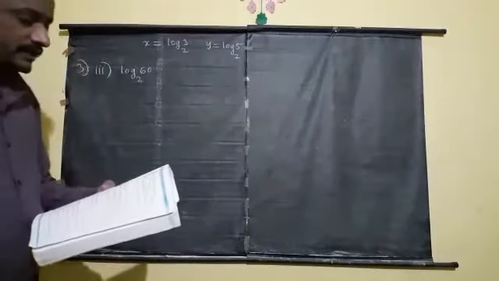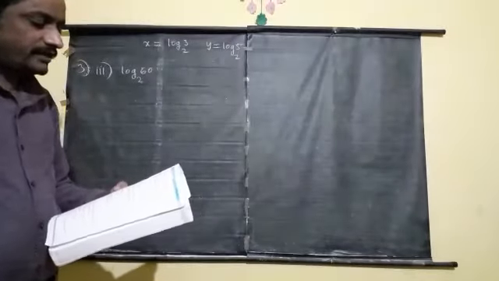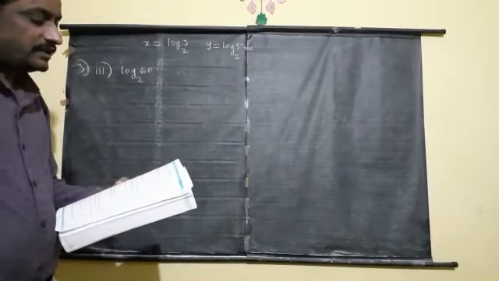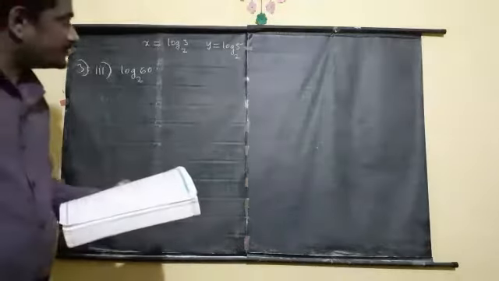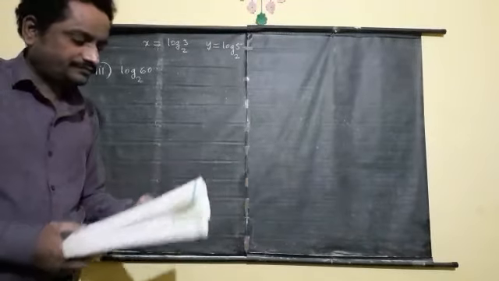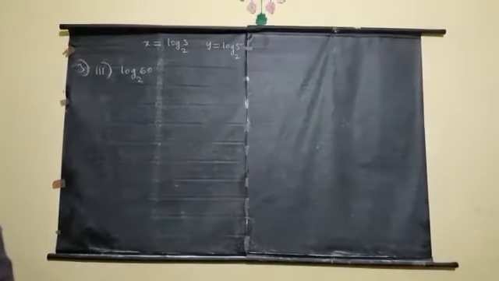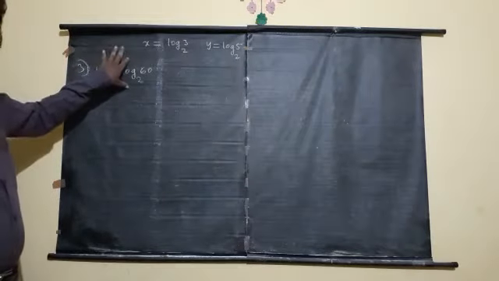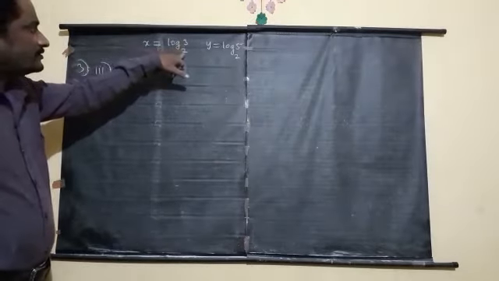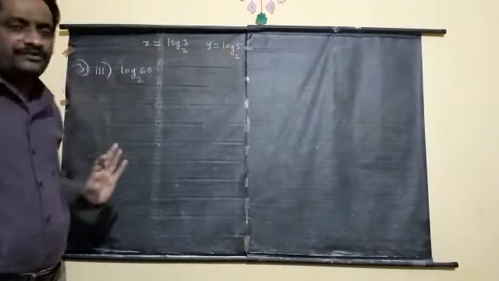Children, this is the third bit of exercise 1.5, the heading I am reading now. Evaluate each of the following in terms of x and y, if it is given x is equal to log 3 base 2 and y is equal to log 5 base 2. Here the given problem we have to write in terms of x and y.